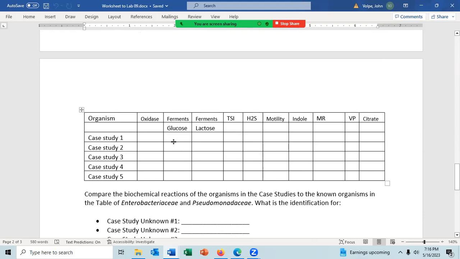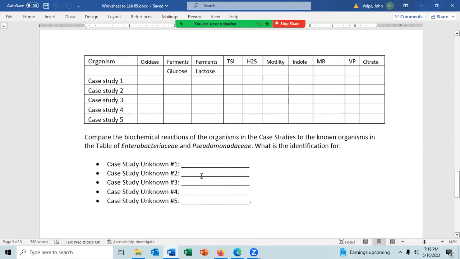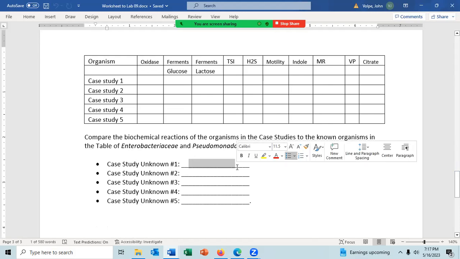You can write the information for the case studies here. So if the case study was oxidase positive, you put a plus there or a check mark. Oxidase negative, you can put a negative or leave it blank. And then for all the other tests, fill in the information here and then identify what case study unknown number one was. Put it in here. You do need to mention a species. You will not get full credit unless you mention a species.